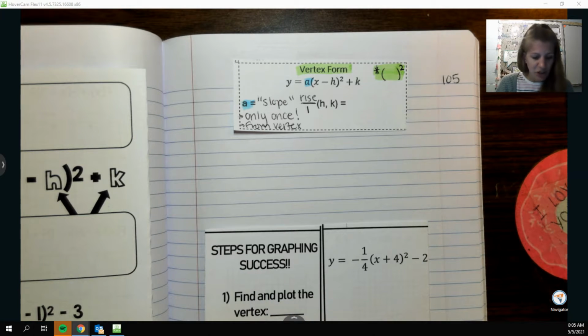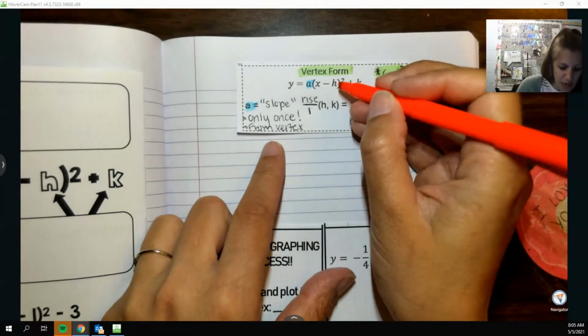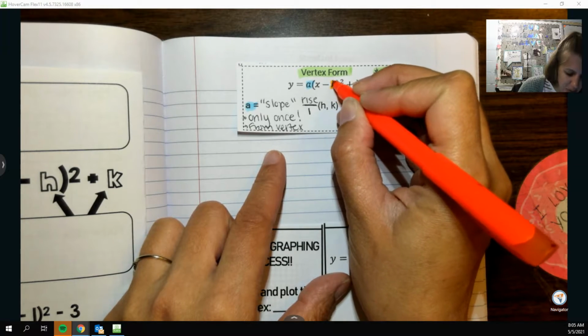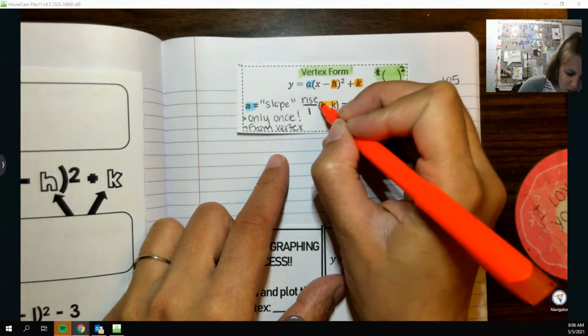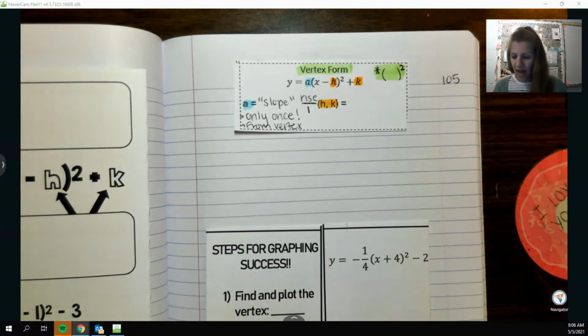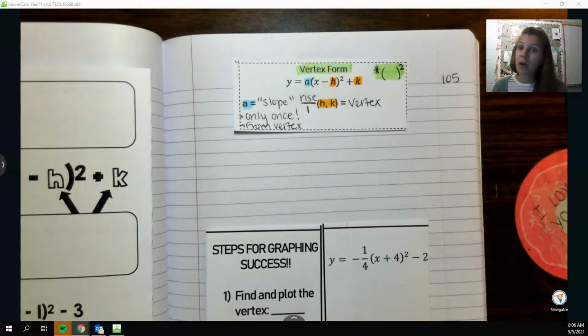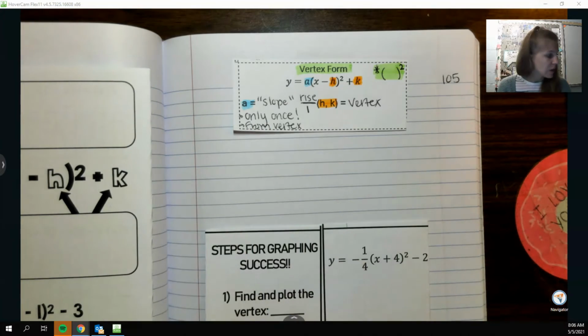Now the other key feature that we want to find of our graph, because I can't do slope if I don't have a starting point, is the vertex. So looking at the rest of my numbers, I'm going to be looking for a number inside parentheses and a number outside parentheses, and I take each of those numbers and I put them into an ordered pair, and that becomes my vertex. The vertex is the most important part of your graph because it's that minimum or maximum point. It's like where the graph changes directions. And so if I know where that point is, then I can get the rest of my graph coming off of it by using slope.